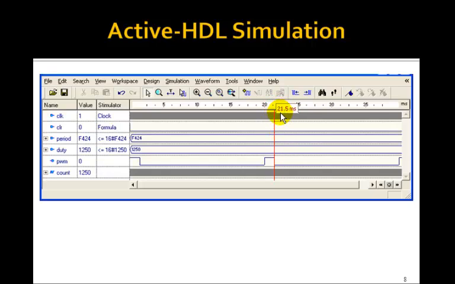So this is 21.5. Here's 20. So in fact, the duty is high for exactly 1.5 milliseconds. So that would be the neutral position. And by just changing this duty value over this range of about 2500, we can make it narrower and higher, and that would cause the servo to rotate through about plus or minus 45 degrees.